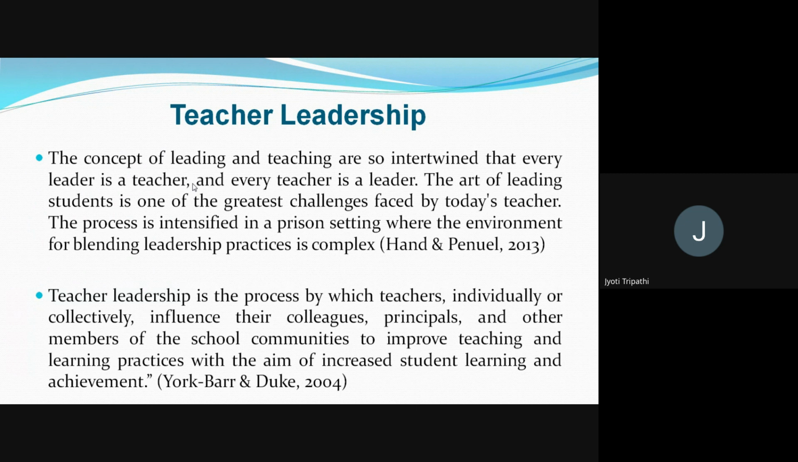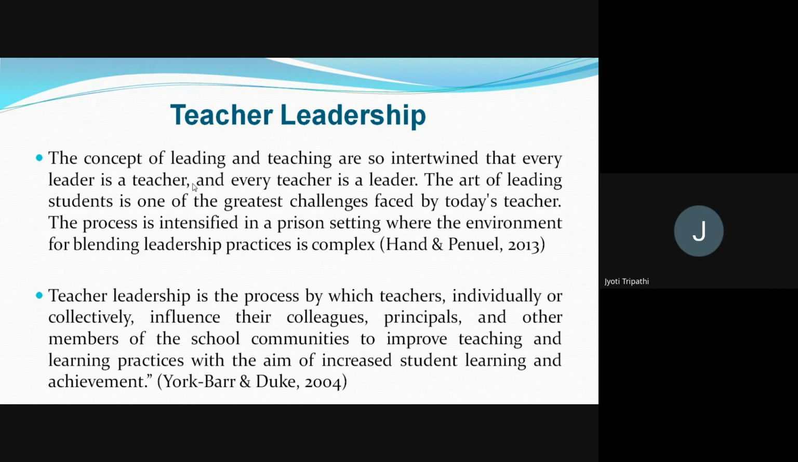Now, through this slide, I think you have got the clear-cut idea that teacher leadership doesn't apply in the classroom only, where a teacher leads or handles students. Other than that, a teacher also influences colleagues, principals, and the other members of the school community, and works for the welfare of the school organization. So I hope we are clear about these definitions.